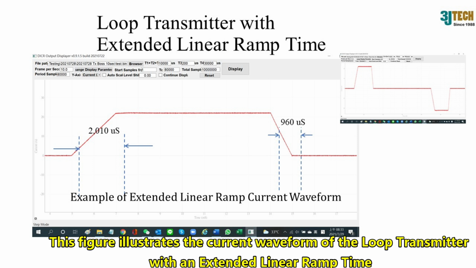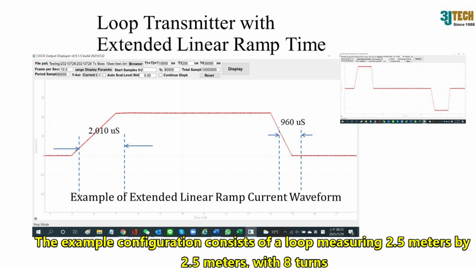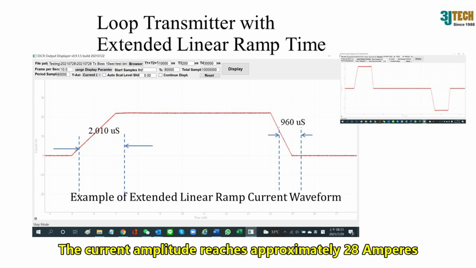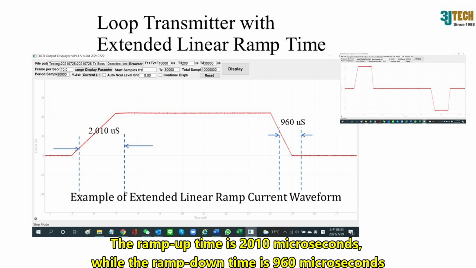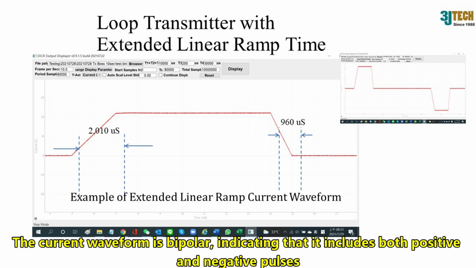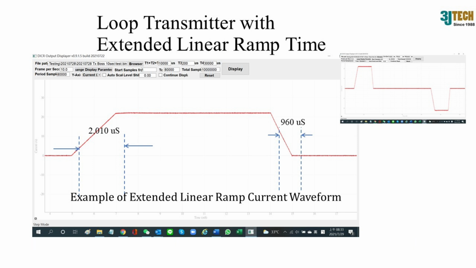The figure illustrates the current waveform of the loop transmitter with an extended linear ramp time. The example configuration consists of a loop measuring 2.5 meters by 2.5 meters, with 8 turns. The current amplitude reaches approximately 28 amperes. The ramp up time is 2010 microseconds, while the ramp down time is 960 microseconds. The current waveform is bipolar, indicating that it includes both positive and negative pulses.